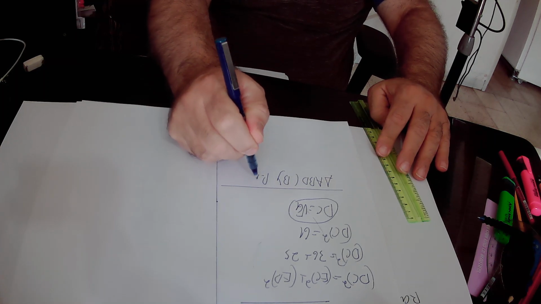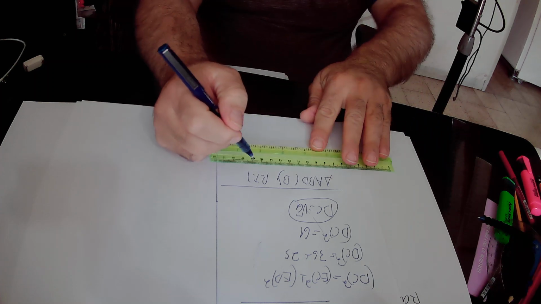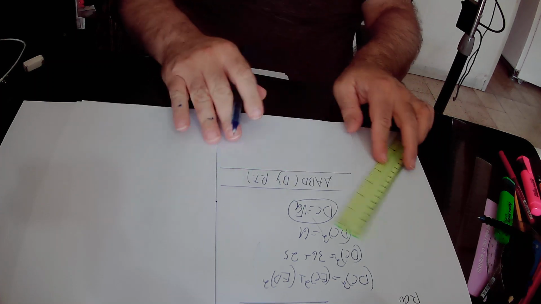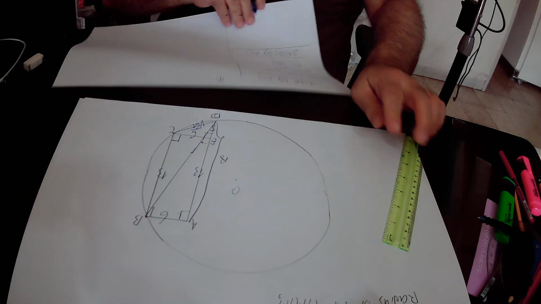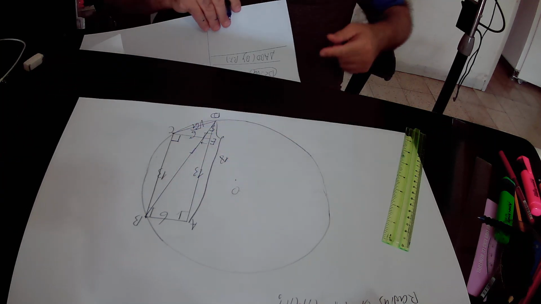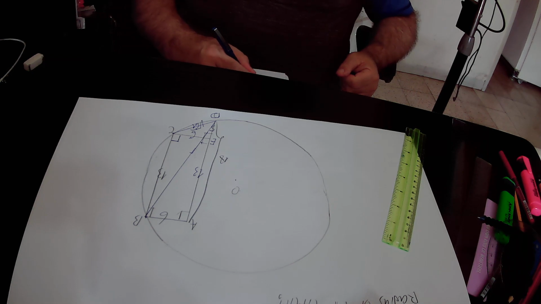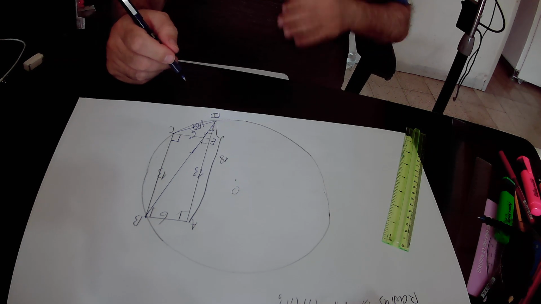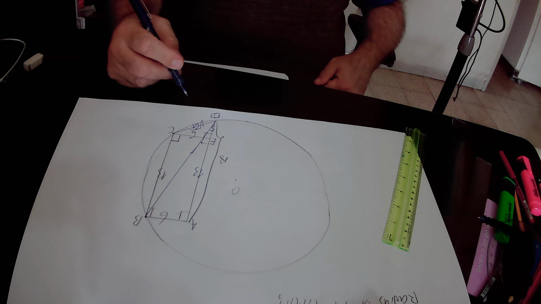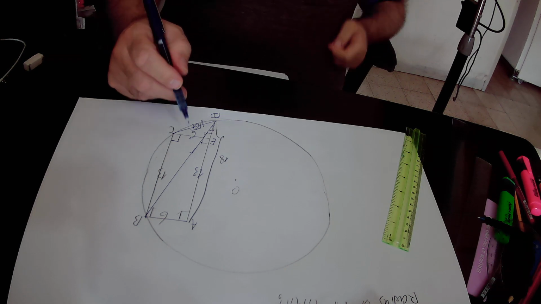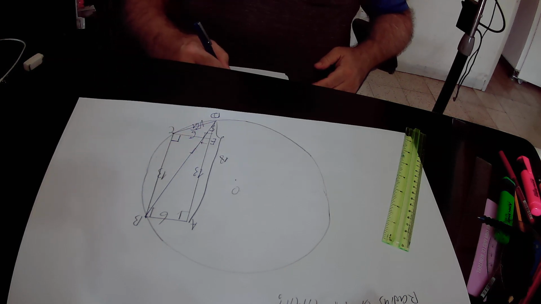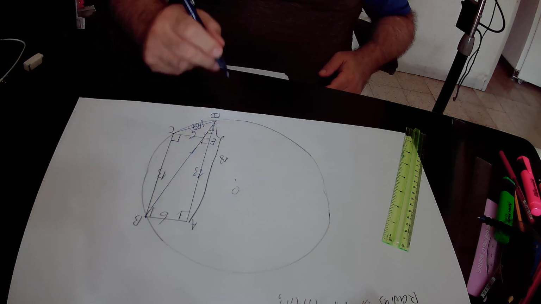According to the Pythagoras theorem, the square of the hypotenuse equals the sum of the squares of the perpendiculars. In the right triangle ABD, the hypotenuse is BD. Therefore, the square of the hypotenuse is BD squared. And it must be equal to the sum of the squares of the perpendiculars. That is to say, it must be equal to AB squared plus AD squared.